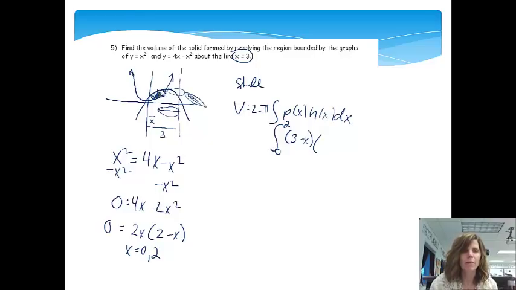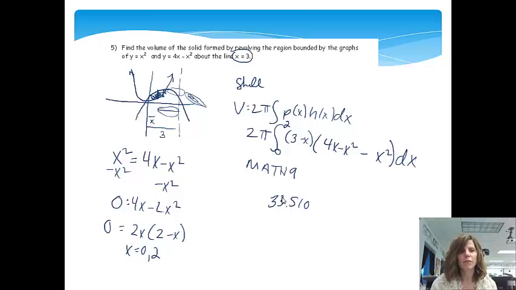and then the height will just be, again, top minus bottom. The curve that's on top for this specific region will be 4x minus x squared, and then the curve that will be on the bottom is the curve x squared. Okay, and then from here, whoops, need my 2 pi out front. From here, we will go ahead and let our calculator do the work, and if I do that, we should get 33.510 as our answer.